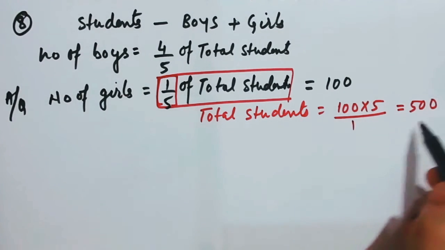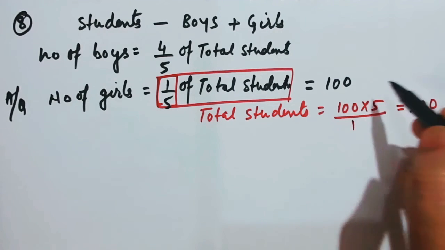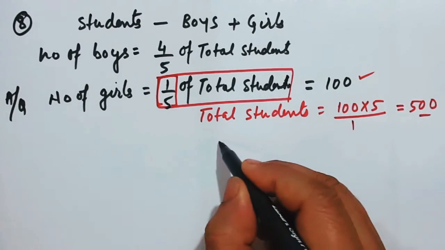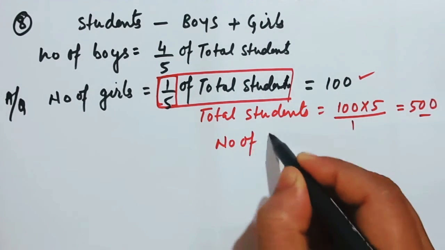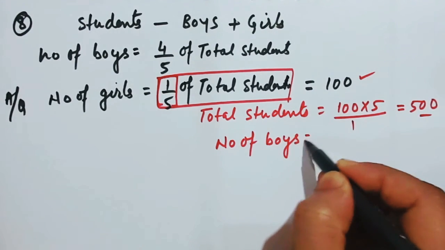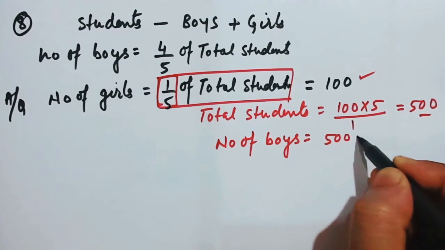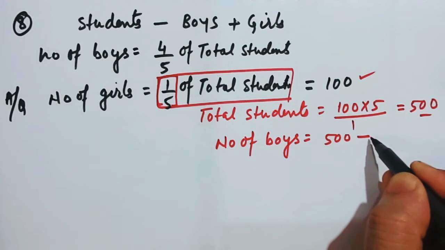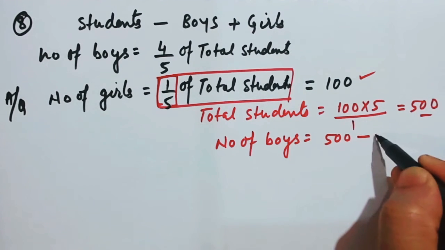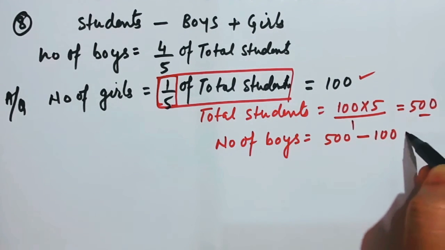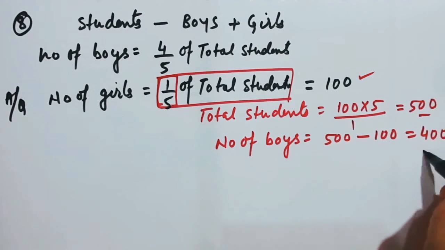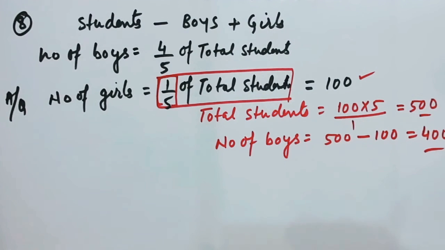Now when total students is equal to 500 and you know the number of girls, can't you find the number of boys? Of course, number of boys will be equal to total number of students, that is 500, minus total number of girls, that is 100, which gives you 400 as the number of boys. Okay? Come to number 9 and finish it.